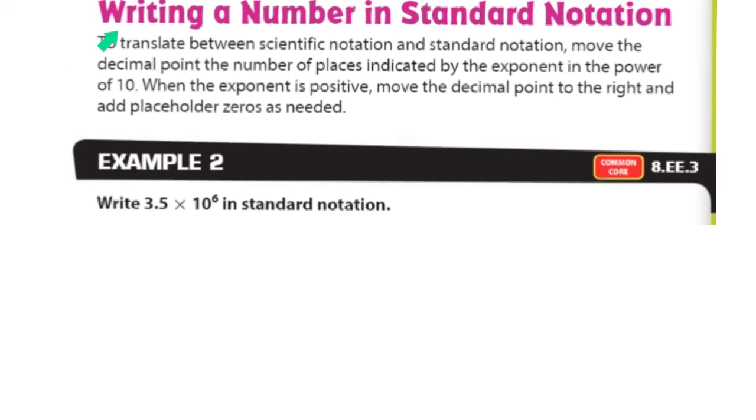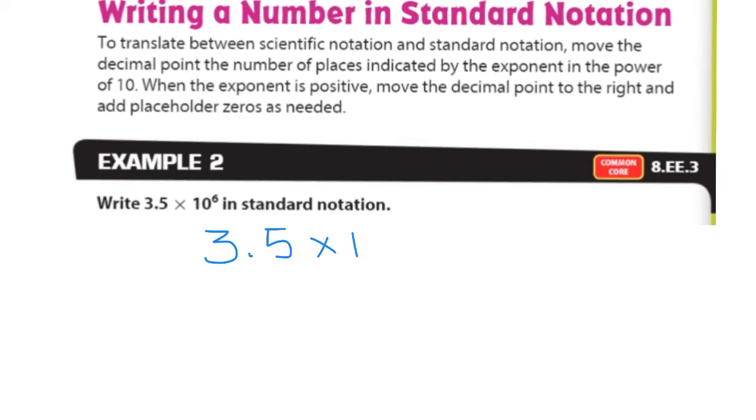Okay, here we are. We're going to write a number in standard notation. Sometimes they say standard form. So standard notation and standard form are the same thing. And here we're going to go backwards. We're going to take a number that's in scientific notation and write it in what's called standard notation. So back to the way the numbers always look.